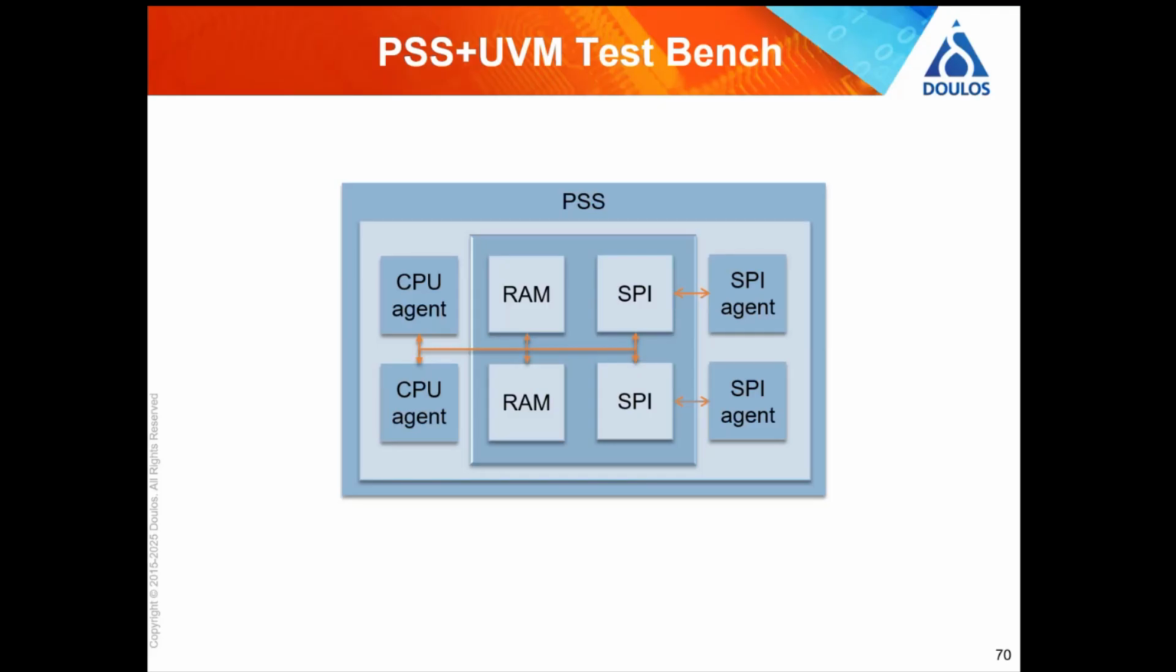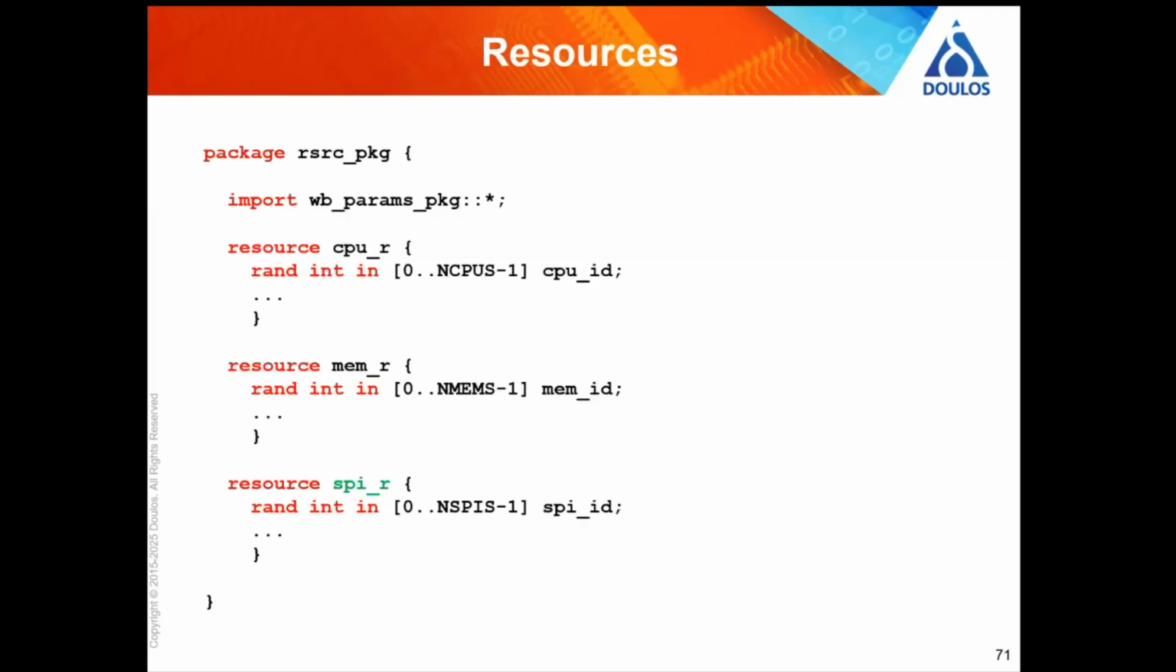So we're going to have 2 memories and 2 serial interfaces, SPI interfaces, and the low level, the actual testbench itself, is going to be UVM. So we've got agents. We've got 2 agents pretending to be CPUs. We've got 2 agents pretending to be these SPI interfaces. And you can see here is some code, and you can see that PSS has packages, if you know what those are, and you can see this keyword resource.